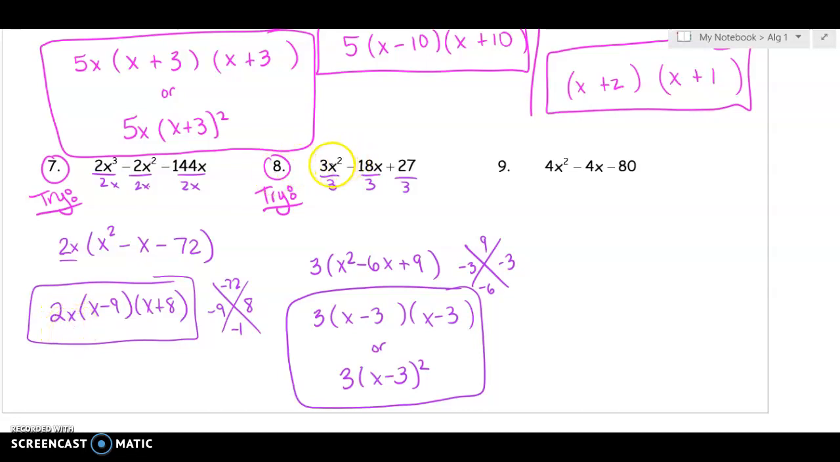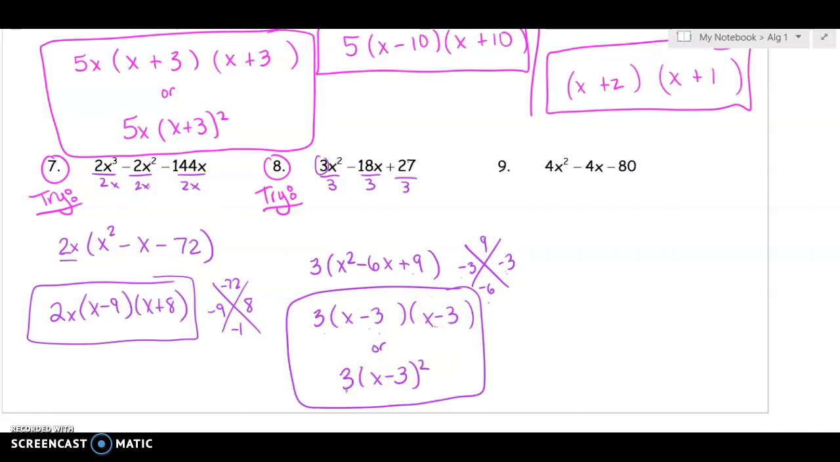Number 8, the GCF for this one is just going to be the 3. All three of those are divisible by 3. They don't all have an x, so x is not part of the GCF this time. I divided all of them by 3. I got x squared minus 6x plus 9. It's got to multiply to be 9, add to be negative 6. Those numbers are negative 3 and negative 3. So I got 3 times x minus 3 times x minus 3. Or you could write 3 times x minus 3 squared.